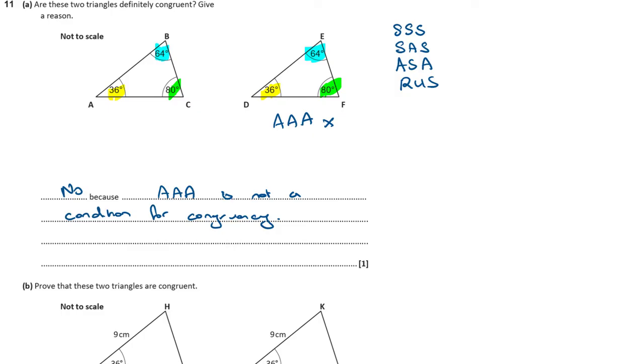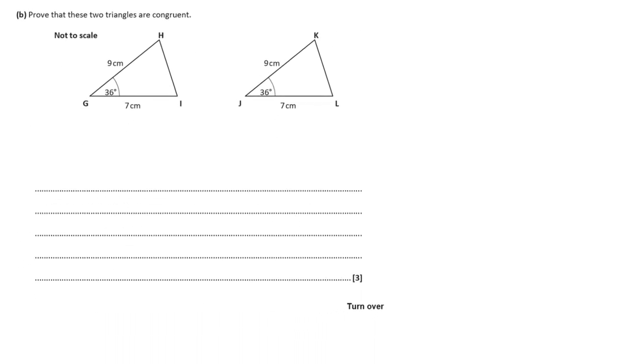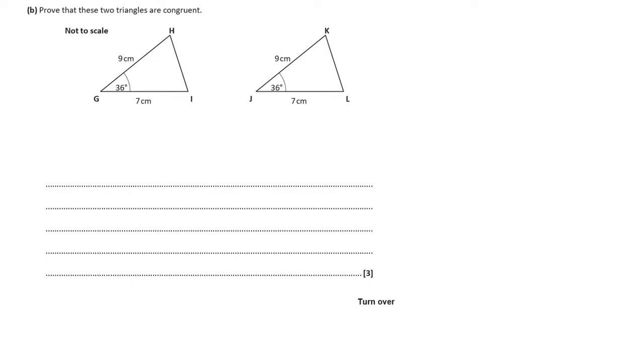Right, and then part B says prove that these two triangles are congruent. Okay. Well, here, much easier. I've got an angle that is the same, and I've got that is equal to that, and I know that that is equal to that. So I think we can show that these are congruent under the SAS rule, side, angle, side.